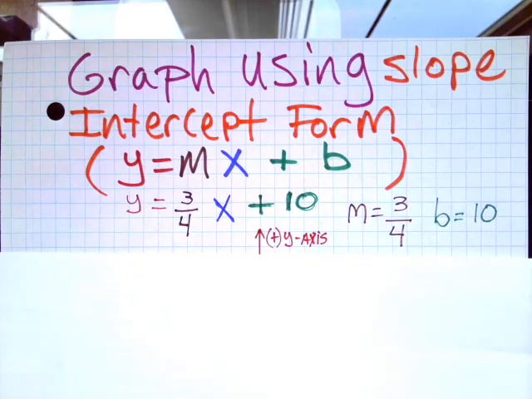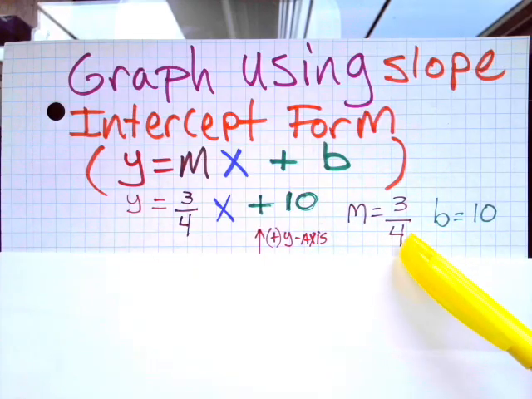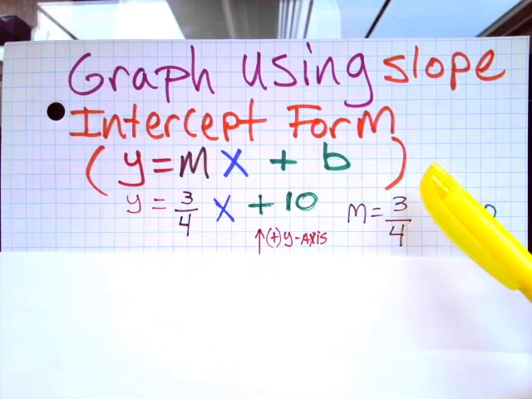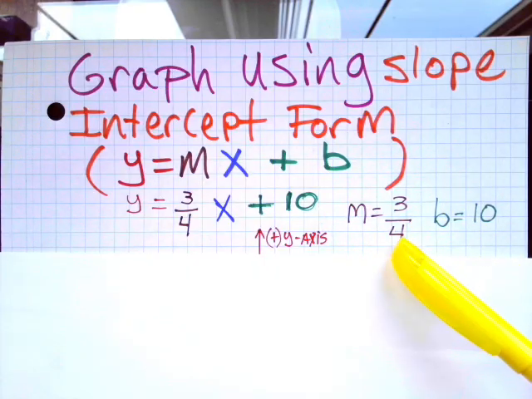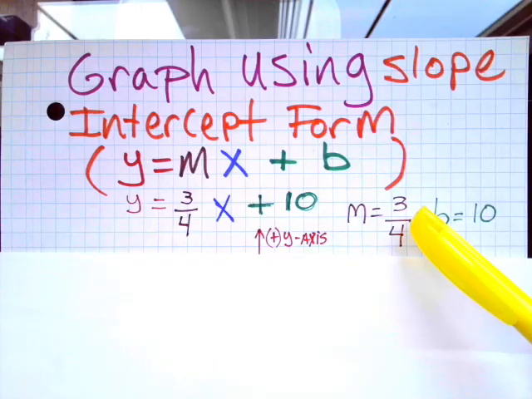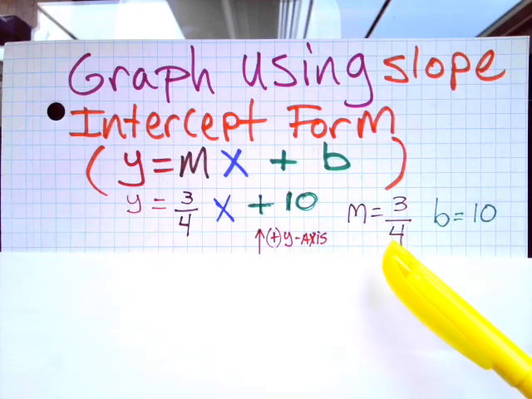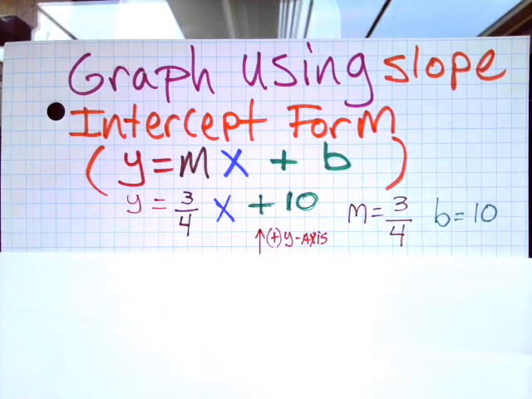We start with that plot point. We rise 3 in the positive direction and run 4 in the positive direction. Up 3 is up in the positive y direction, running 4 is in the positive x direction. So 3 is representing a positive y, and 4 is representing a positive x.